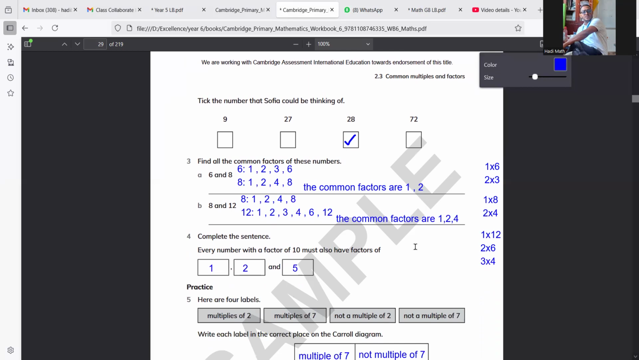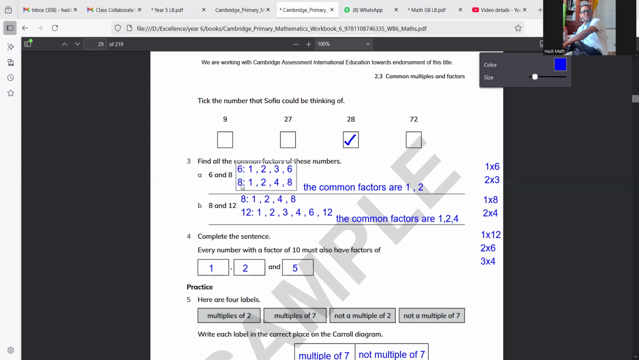Then we go to question number 3. They say find all the common factors of these numbers. They give us 6 and 8. To find all the common factors of 6 and 8, we need to know the factors of 6 and we need to know the factors of 8. Many of the students make common mistakes by forgetting some of the factors.